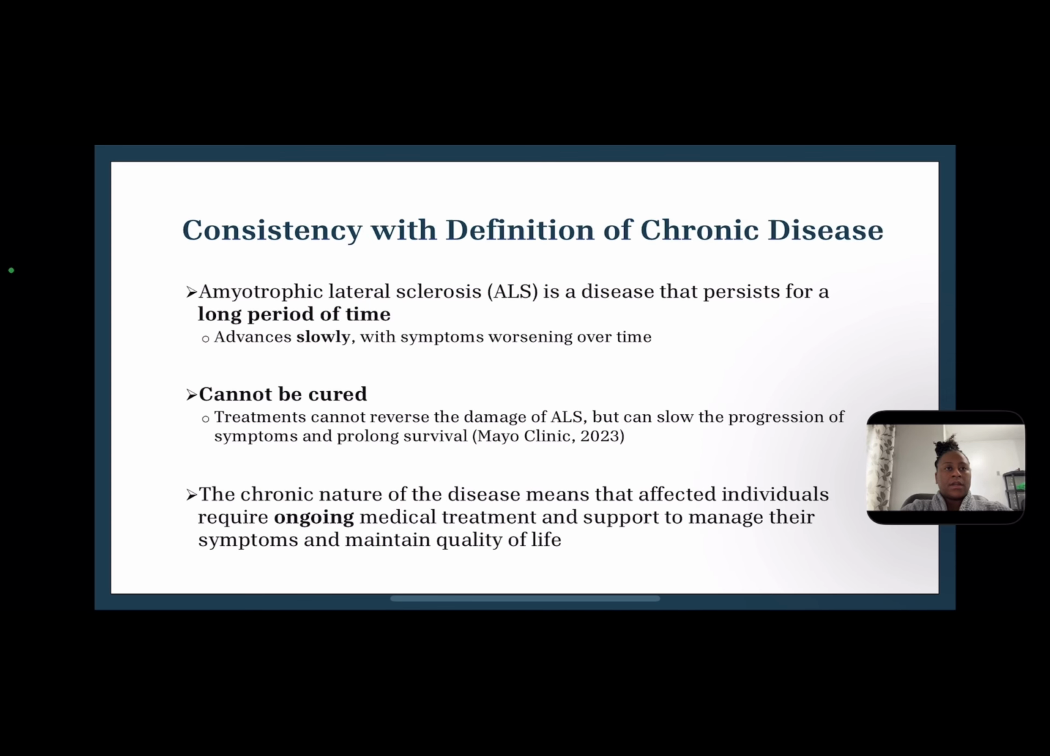Consistency with definition of chronic disease. ALS is a disease that persists for a long period of time. It advances slowly, causing symptoms to worsen over time due to a loss of motor neurons.